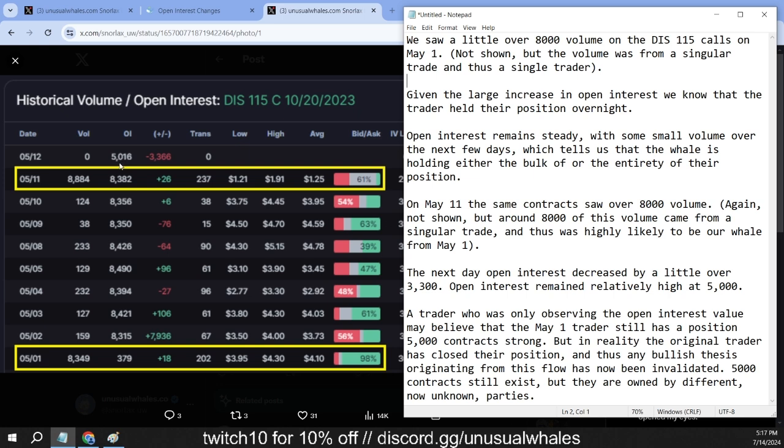A trader who is only observing the open interest value may believe that the May 1st trader still has a position 5,000 contracts strong. But in reality, the original trader has closed their position, and thus any bullish thesis originating from this flow has now been invalidated. There are 5,000 contracts still in existence, but they are now owned by different unknown parties.